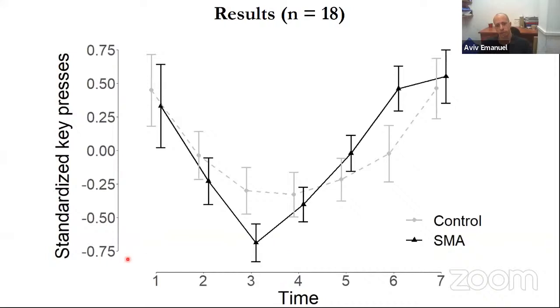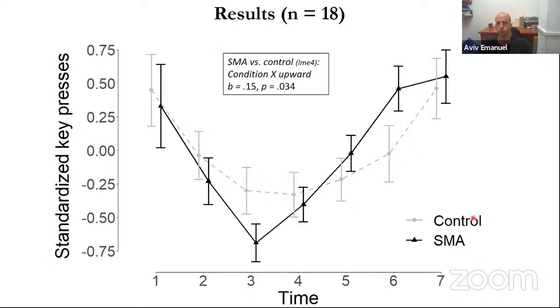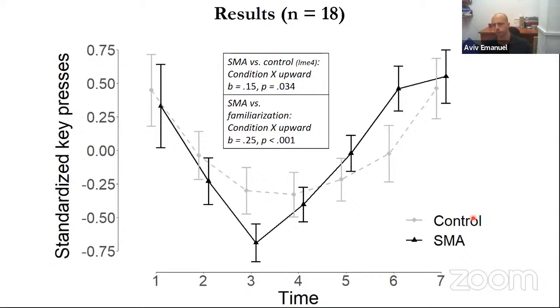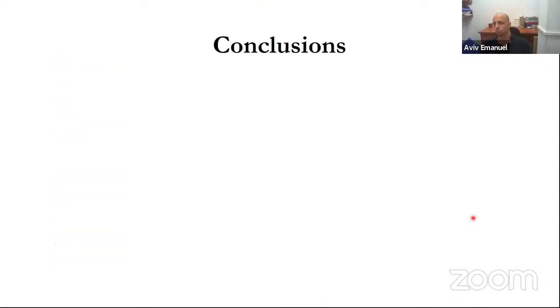This is what we got. On the x-axis, we have a division of the 10-minute block into 7 equal time segments. On the y-axis, we have standardized key presses. What we found is that the increase in effort in the SMA condition, represented by the black line, was steeper than in the control condition. We also validated this result by comparing the SMA condition to the block from the familiarization session, in which no stimulation was administered.